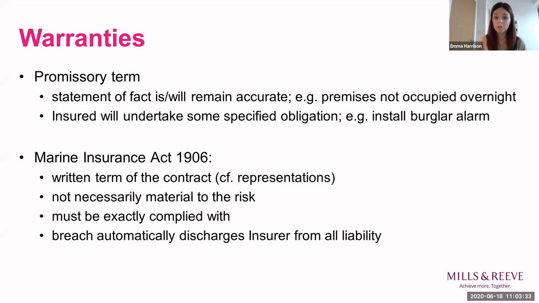Under the old law, under the Marine Insurance Act, the essential characteristics of a warranty were, first of all, that it had to be a written term of the contract. Contrast that to representations, which are generally statements made outside of the written contract. It didn't necessarily need to be material to the risk. So you could, for example, have a flood risk policy that contained a burglar alarm warranty in it. They had to be strictly complied with, which is an important point that we'll focus on in today's talk. And any breach of the warranty would automatically and permanently discharge the insurer from all liability under the policy from the date of the breach, regardless of whether it was related to the loss in question or whether the breach had been remedied by the time the loss occurred.